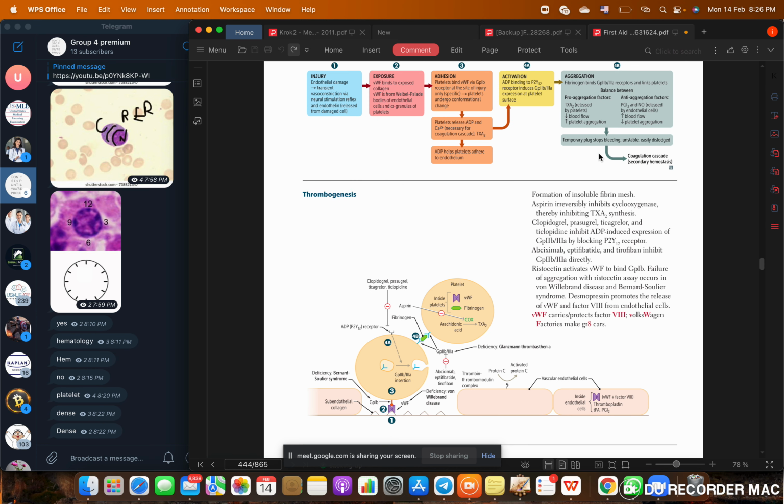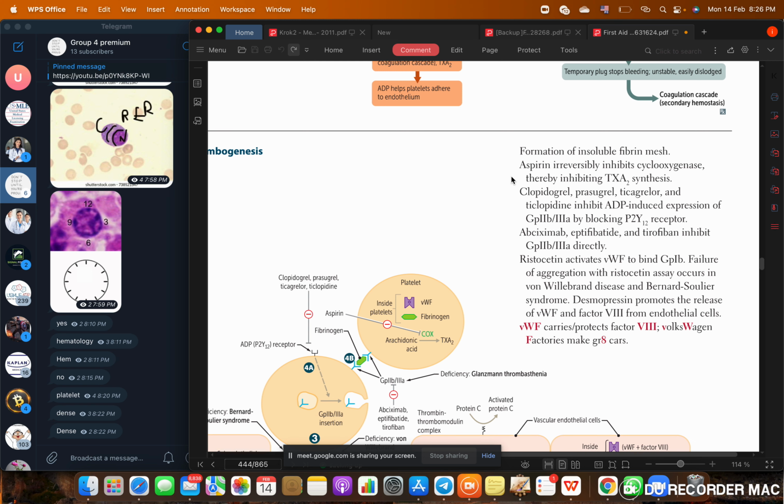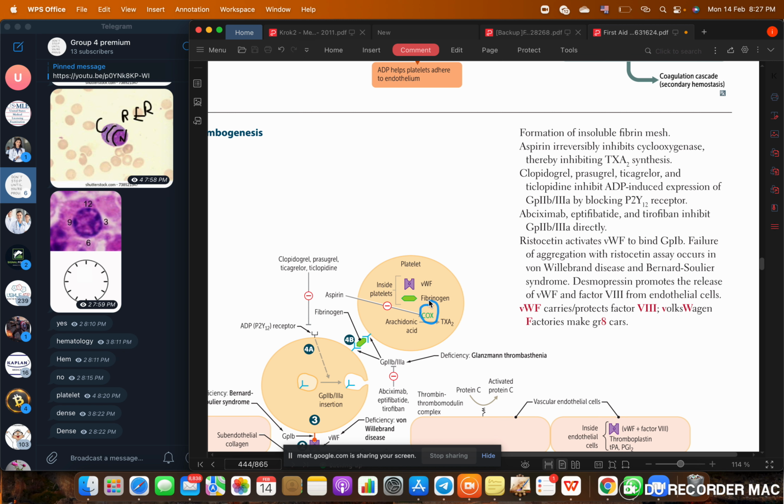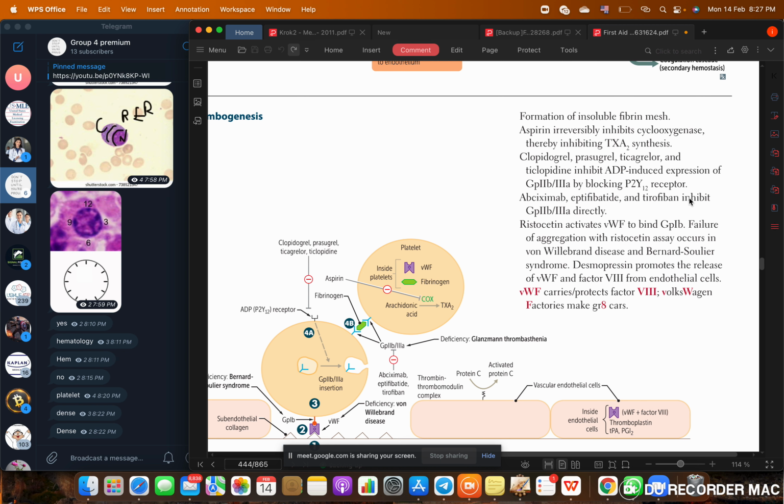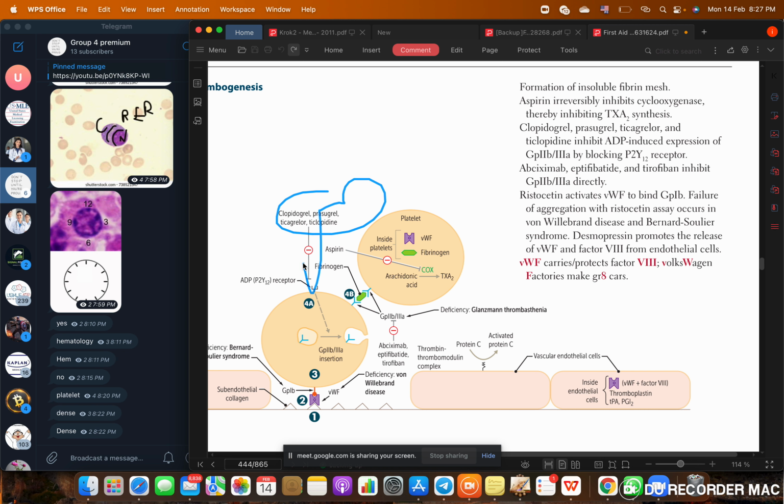So they write here, formation of insoluble fibrin mesh. Aspirin irreversibly inhibits the cyclooxygenase. So it executes the cyclooxygenase, which is this guy. And that is going to inhibit the thromboxane A2 synthesis, which means less aggregation. Clopidogrel and all of the other grels, and ticlopidine, inhibit the ADP-induced expression of the GP2B3A by blocking the ADP receptor. And as you can see here, this drug is amazing for preventing restenosis after insertion of a coronary artery stent. So we do use clopidogrel to prevent restenosis after coronary artery stenting.